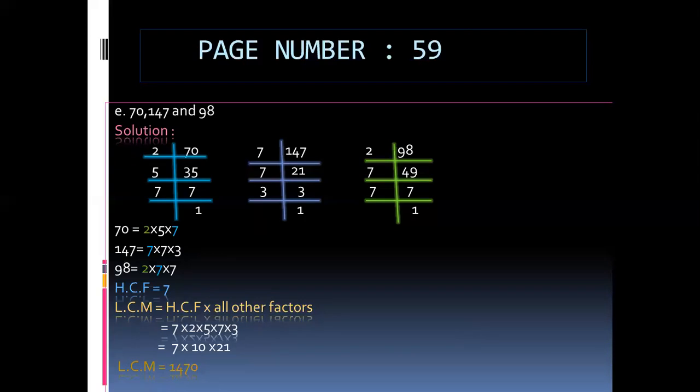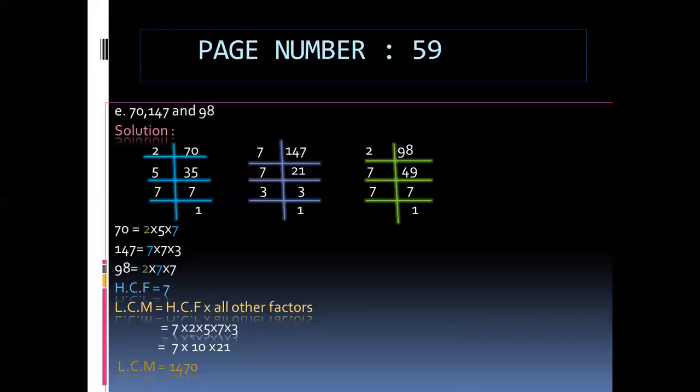Now HCF is only 7, common in all these three numbers, so we write that as the HCF. Dear students, you must be careful when you are finding the LCM of three numbers. Some factors are common in only two numbers, like 7 is common in 70 and 147, and 2 is common in 70 and 98. So when finding the LCM of such numbers, we write factors common in two numbers only once.